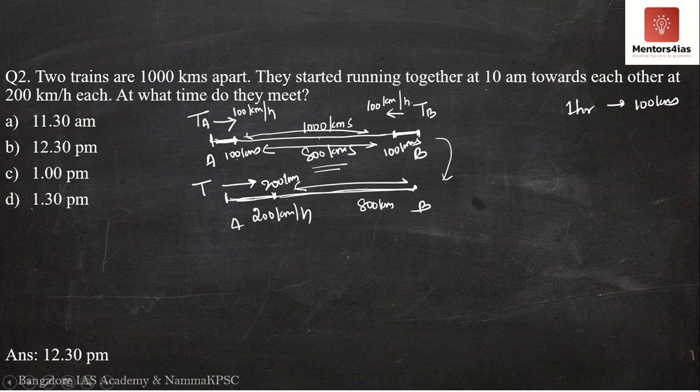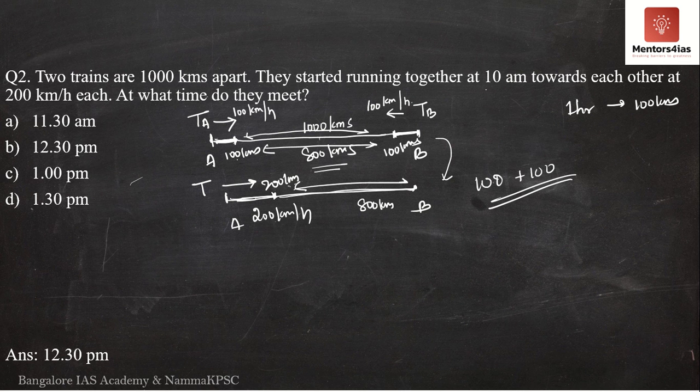Two trains moving towards each other at 100 kilometers per hour and 100 kilometers per hour is as good as one train moving at 200 kilometers per hour in one single direction. How did you get 200 kilometers per hour? 100 plus 100.